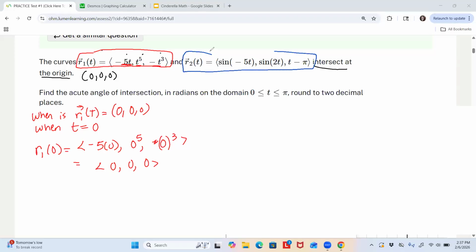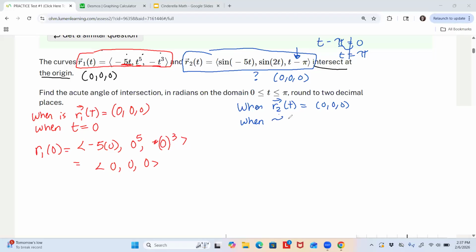When would this one give us 0, 0, 0? You really need to look at the z component, the third one. When would t minus pi be 0? Solve. Move that over. t equals pi. So the question: when is r2 of t equal to 0, 0, 0? Answer: when t is pi. And it really comes from that third component.